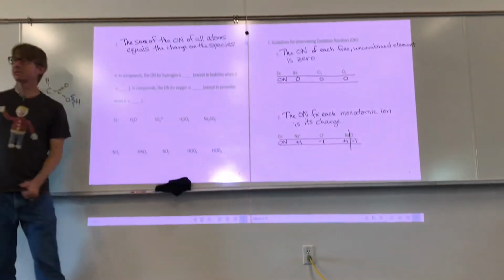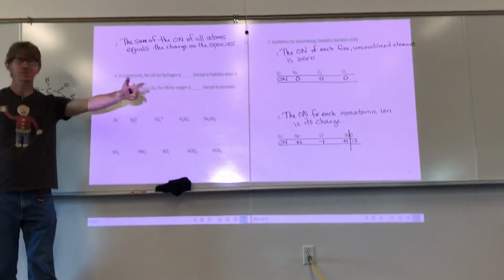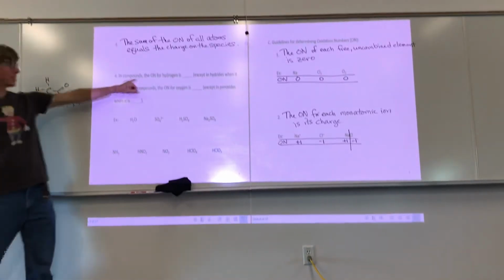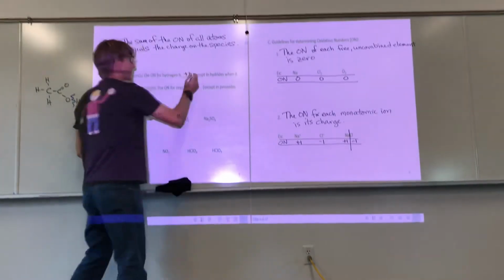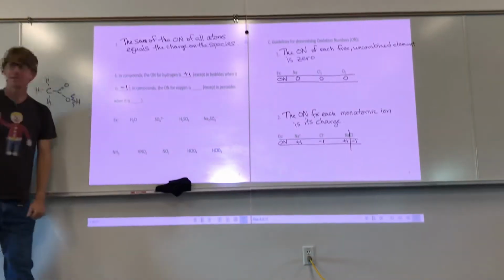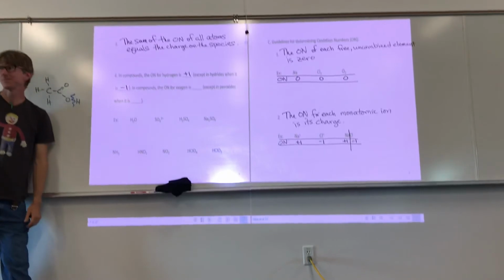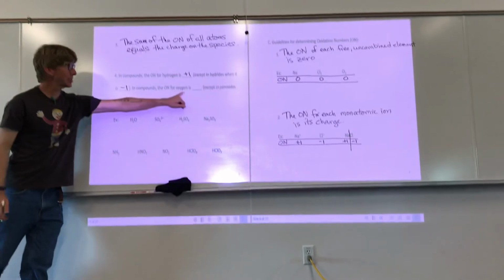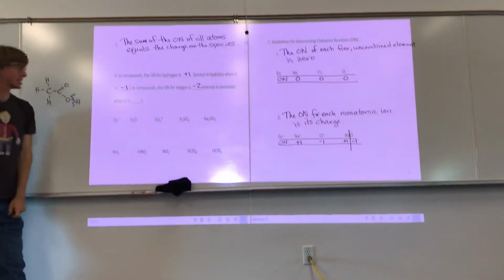And by species, I just mean it could be an atom, it could be a molecule, it could be an ion, as we'll see. Guideline number 4: in compounds, the oxidation number for hydrogen is +1, except in hydrides when it is -1, which would be confusing, except we never see hydrides. So hydrogen is +1. In compounds, the oxidation number for oxygen is -2, except in peroxides when it is -1.